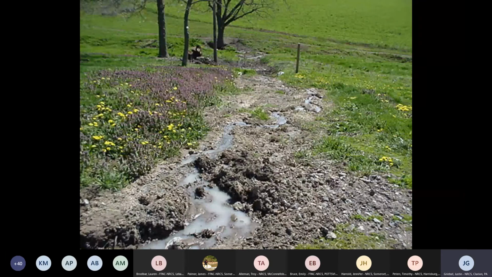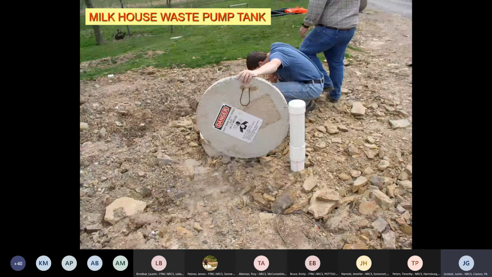And this is at another location on the same farm. Here you can see we've got milk house water along with some manure leaving the farm, heading down to that same drainage way, which is pretty severely impaired. So what's one of the steps to catch that milk house water? We're going to catch that water, put it into a tank where we can control its release. And then we're typically going to pump that to a manure storage.